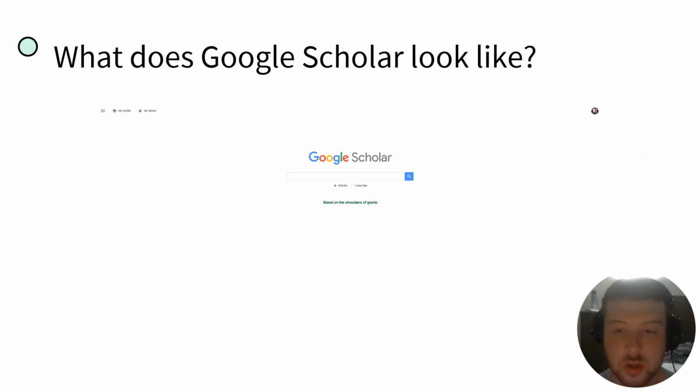So what does Google Scholar look like? This is the blank canvas, so to say. If you were to go on the website with an account, as you can see in the very top right, you have your Google account up there. In the middle, you are met with Google Scholar, and it has the search bar, and you can either search for articles or case law. A nice little quote underneath, stand on the shoulders of giants. And in the top left, you have three different things. You have these three lines, which is generally a drop-down menu, which it is in this case. You have my profile, and you also have my library.